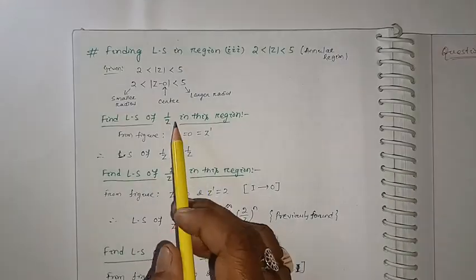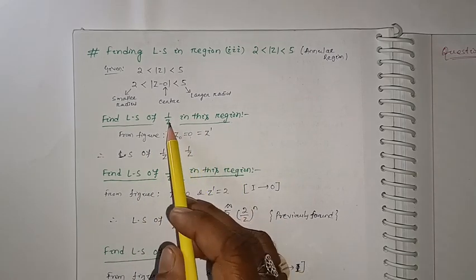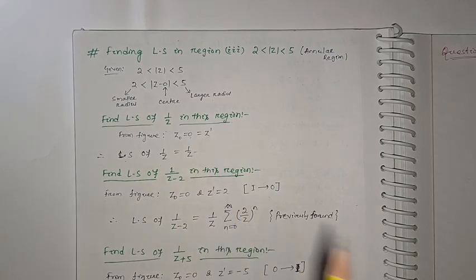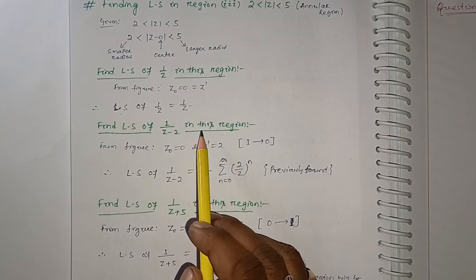So first we are going to find the Laurent series of 1 by z in this particular region. Here z0 is 0 and z dash is also 0, coinciding, so the Laurent series of 1 by z will be itself. Now the Laurent series of 1 by z minus 2 in this region, in this annular region.